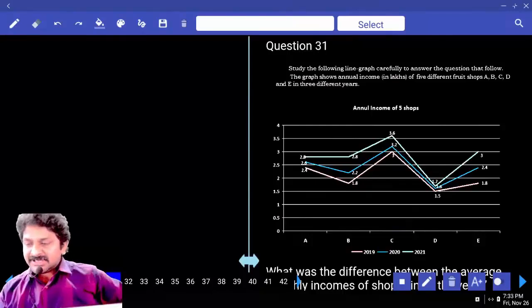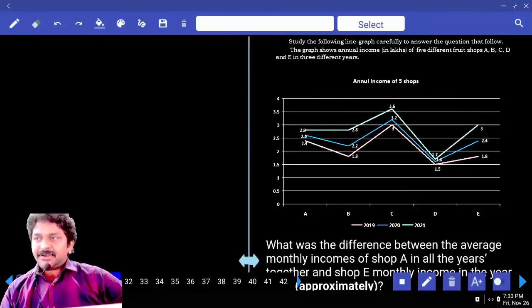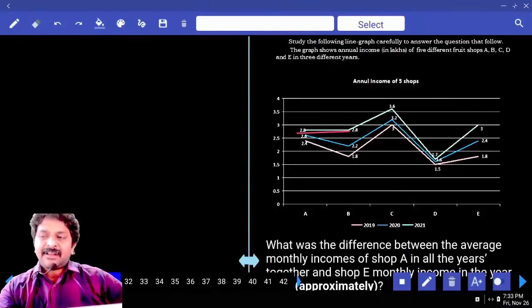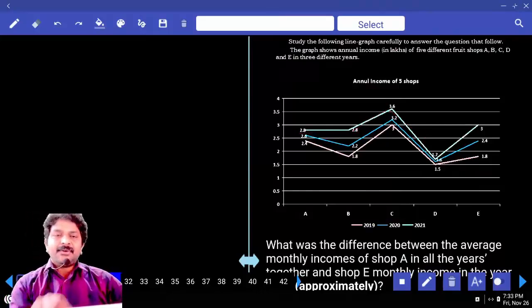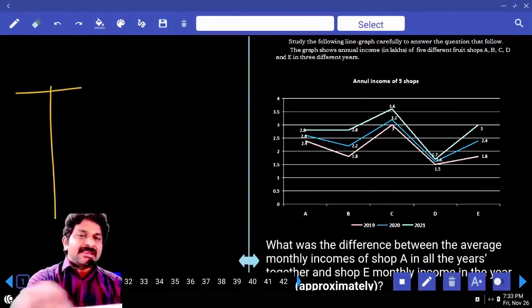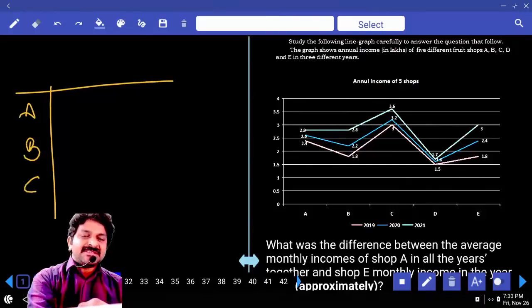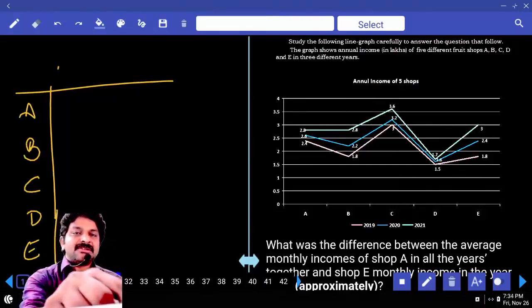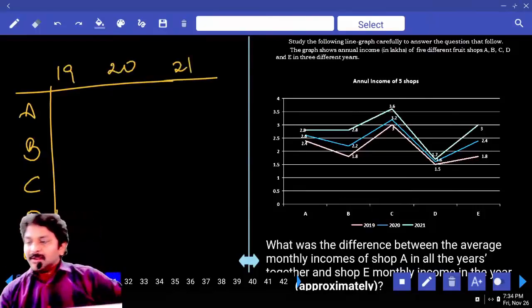Right, 31 onwards. The graph shows the annual income of 5 different fruit shops A, B, C, D, E. Though we have numbers written there, there are multiple numbers, so if you write it in a table, it will be easy and you won't get confused. So let me write the table form: A, B, C, D and E, and this is for 3 years, 2019, 20 and 21.